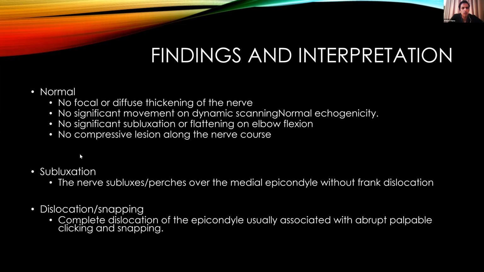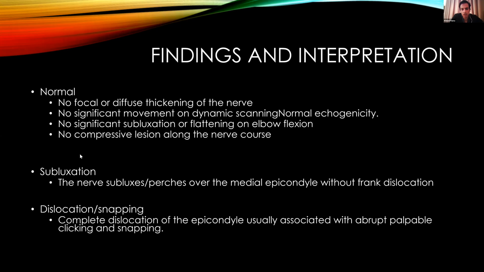Right, so what does a normal nerve look like? The normal appearance is there's no focal or diffuse thickening of the nerve, no significant movement on dynamic scanning, normal echogenicity, and no compressive lesion which might be causing impingement of the nerve.